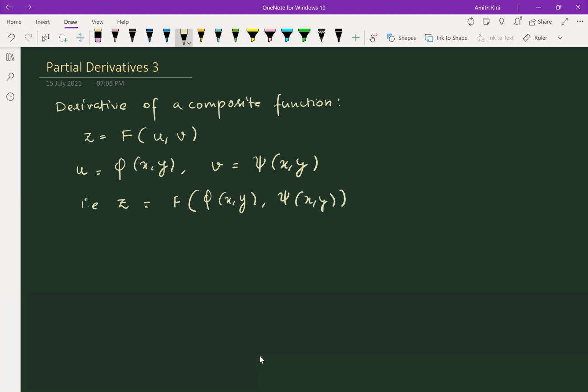So this is what we call a composition of functions. u and v are themselves functions of x and y, and z is a function of u and v. So if you have to find partial derivatives of z with respect to x and y, what do you do? Well, one thing we can do is replace u and v inside this functional form.